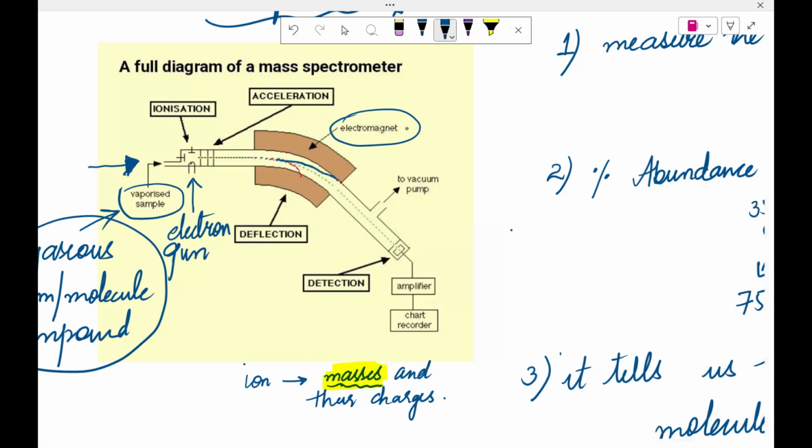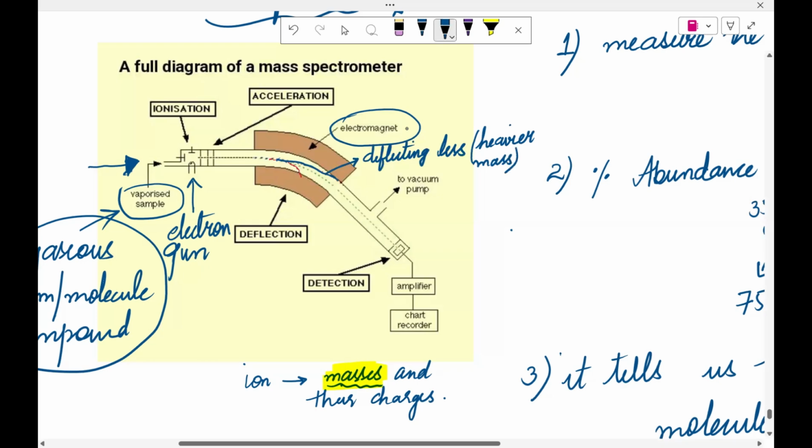Which one is basically deflecting more and which one is deflecting less? So this is deflecting less. You can see that this is deflecting less. So the important thing for us to understand here: the one which is deflecting less would be having a heavier mass. You must remember this thing. The one which is deflecting less would be having a heavier mass.